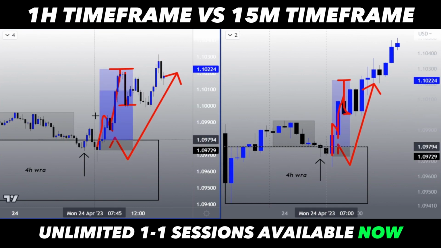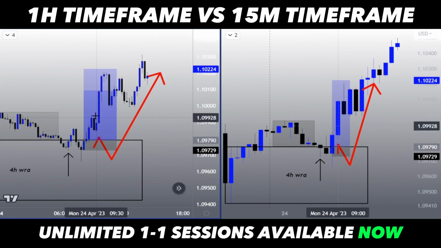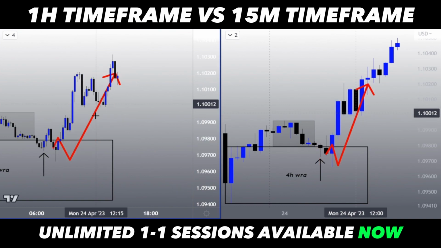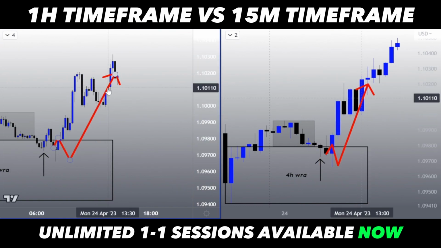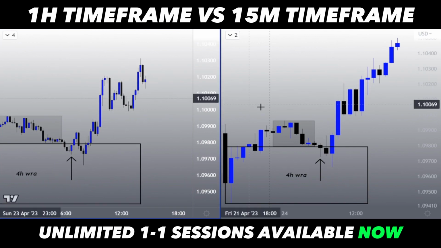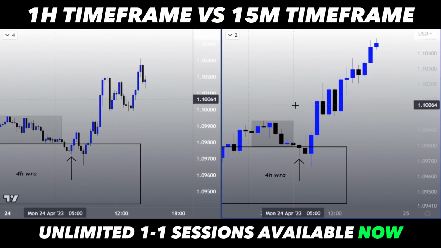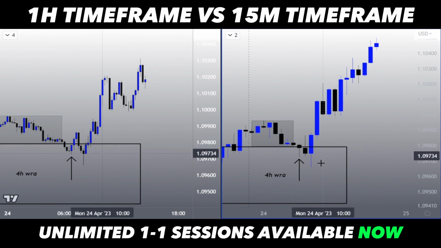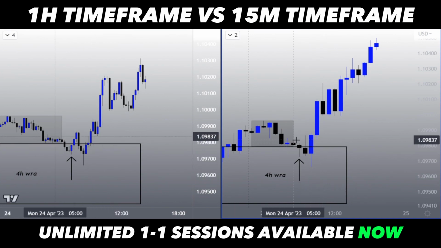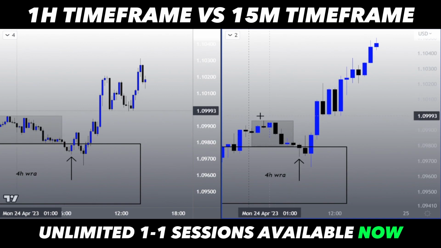Now we're going to do the same process but on a 1H time frame. So all that was on a 15M. Now we are going on to the 1H time frame, the same zone, the same 4H demand zone. On 1H, we only have to look at the price once an hour. So this is the Asia box.